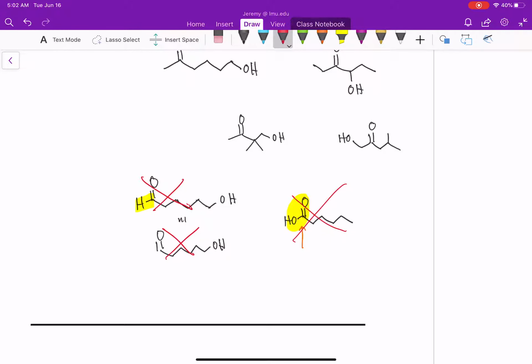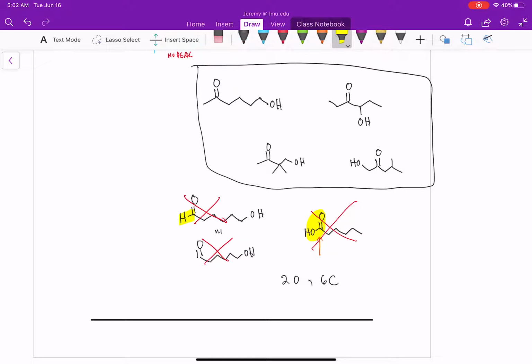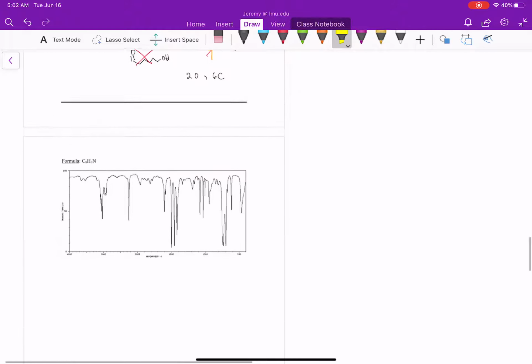And of course, your structure obviously has to have 2 oxygens and 6 carbons. If you drew anything with 3 oxygens or 5 carbons or 7 carbons, those wouldn't work either. So you can see there are a lot of different structures you can draw. The key is having a ketone and an alcohol and 6 carbons, and a lot of these structures fit that. All right, so that's our first problem.